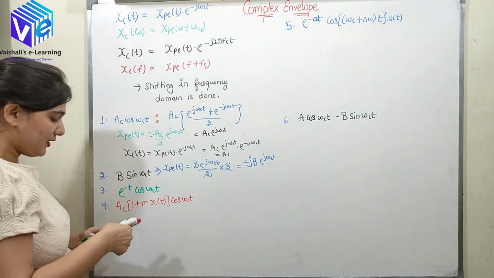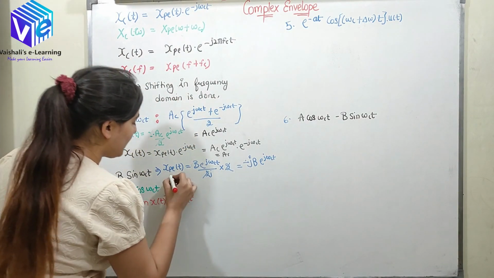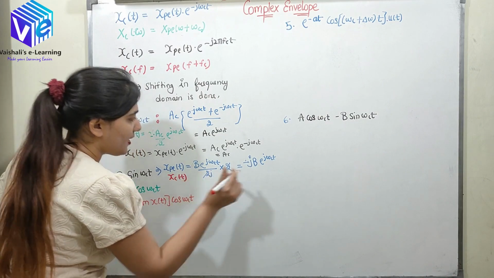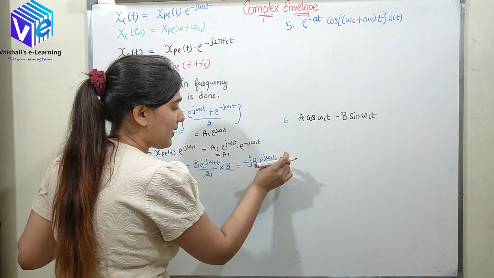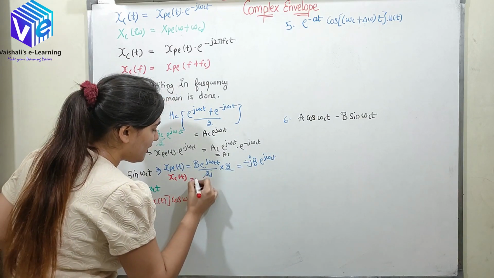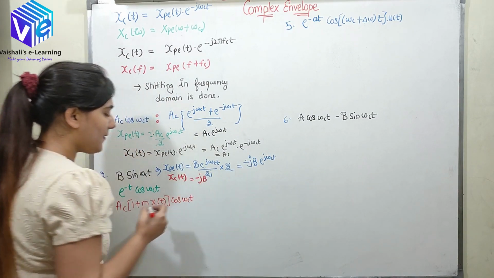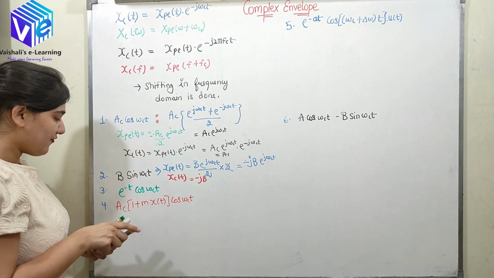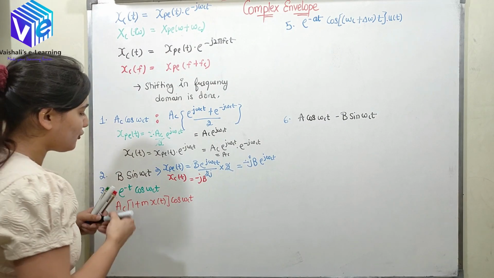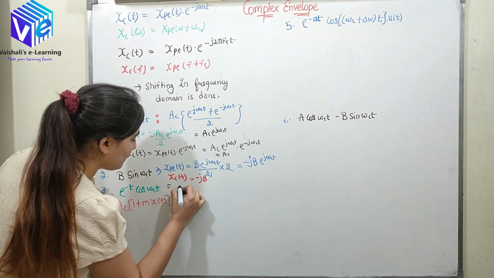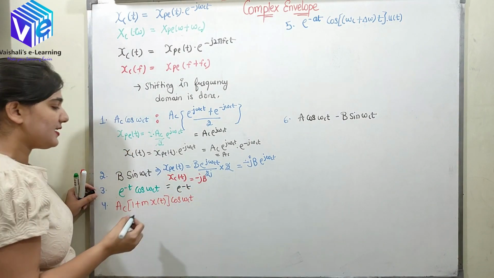Now what would be the complex envelope? For the complex envelope xc(t), I just need to shift it in frequency. So I'll multiply it with e raised to power minus j omega c t. It would be minus jB. Similarly, I can find it for e raised to power minus t cos omega c t. I hope you are very clear.